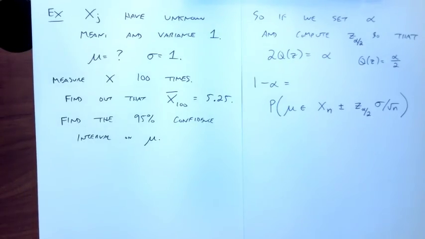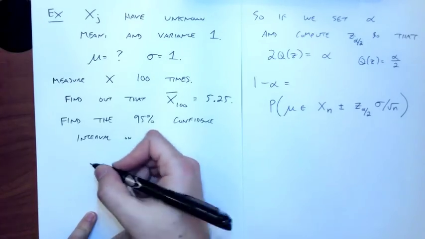So the setup is that I did 100 measurements, I looked at my average, I came up with 5.25, right? So now I know that my true mean is somewhere around 5.25. How close is it? This is what we're going to compute. I want to be 95% sure of giving you an interval that contains the mean, okay?